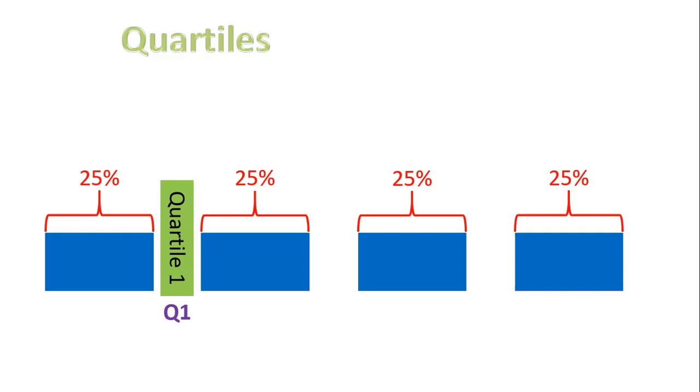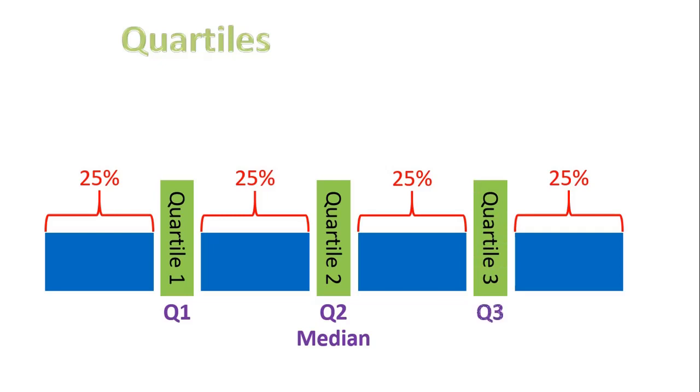Quartiles are the actual values at those points. Quartile 1 is the value that splits the first quarter and the second quarter. Quartile 2 is the value that splits it right in the middle. That's known as Q2 or even the median. Lastly, quartile 3 is the value that splits it into the 3 quarters and then a quarter. So that's a visual representation of the quartiles.